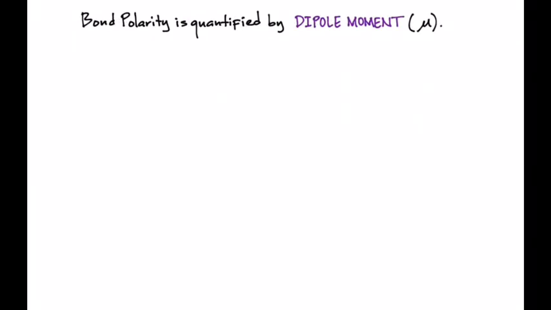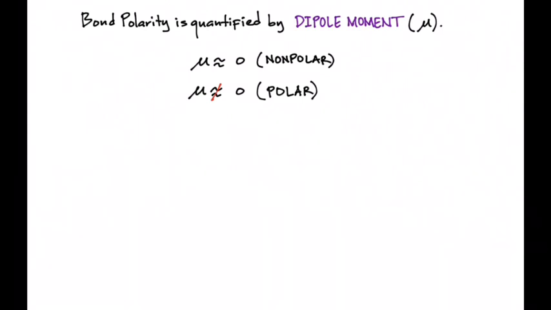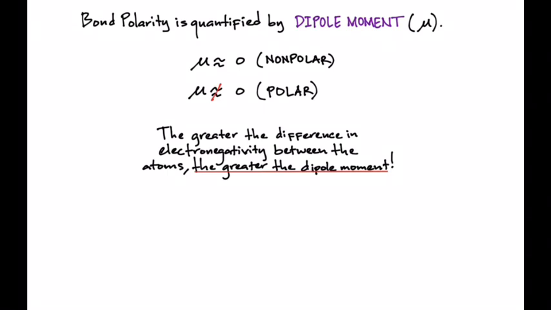So the strength of a polar bond can be quantified using what they call dipole moment. And dipole moment has this symbol, which is basically the mu symbol. So if the dipole moment is close to zero, then that bond is considered a nonpolar bond. But if the dipole moment is non-zero, then it's considered a polar bond. The greater the difference in electronegativity between the two atoms, the greater the dipole moment. In other words, the greater the dipole moment, the more polar the bond.